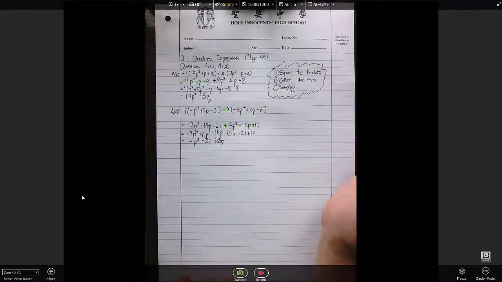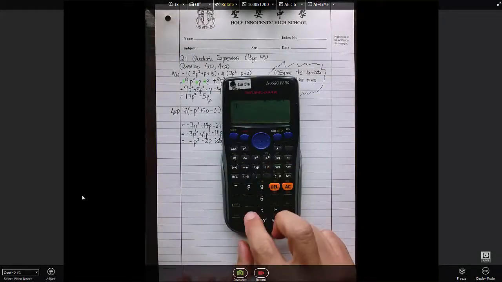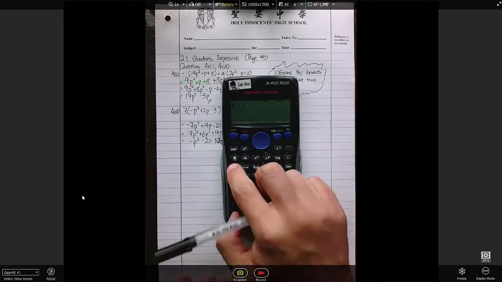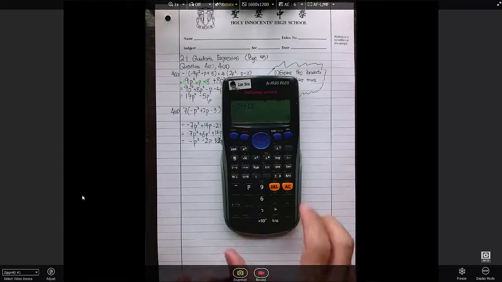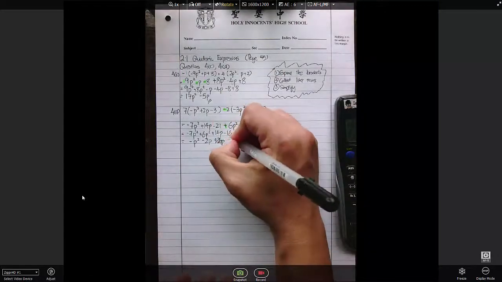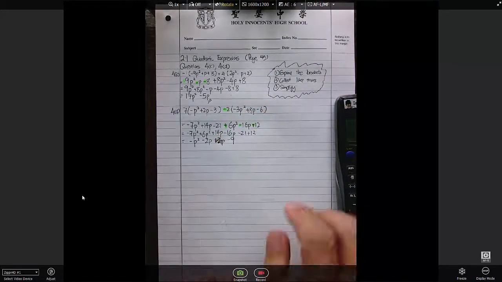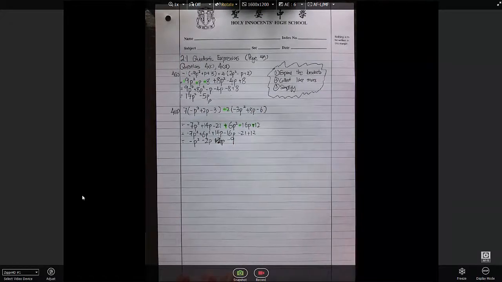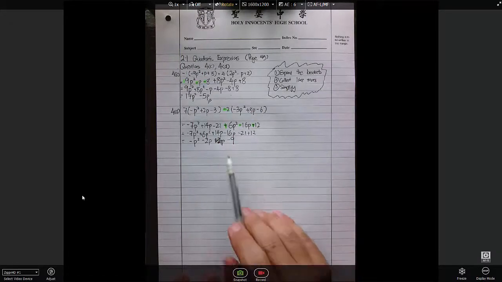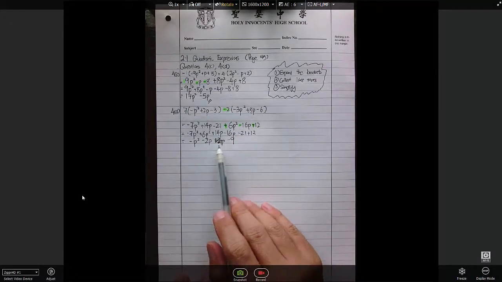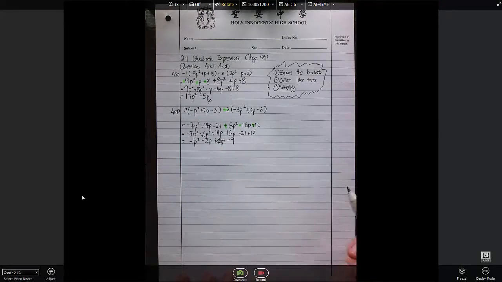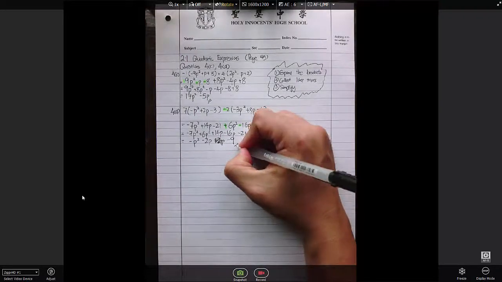Oops, I wrote down negative 2p already. Negative 21 plus 12, I get negative 9. So it's negative p square minus 2p minus 9. Don't need to use correction tape, just cancel. Okay, this one's a bit untidy. You can just use a ruler to strike it off. It's alright. Okay, and that's my final answer for 4D.